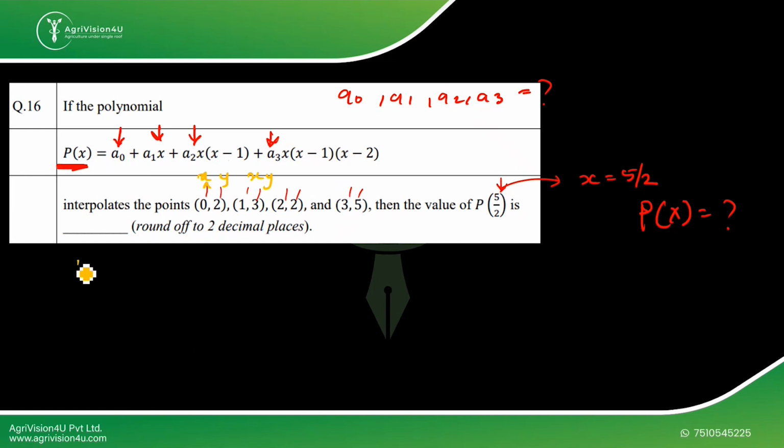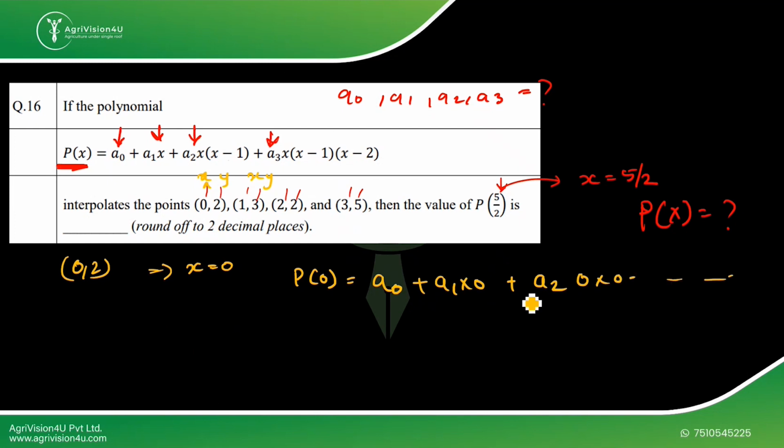So let's start with the first point, that is 0, 2. What is x here? X is 0. If you put the value of x as 0 here, what will you get? P0 will be equal to a naught plus a1 into 0 plus a2 into 0, and so on, all of which give 0, right? So P of 0 is equal to a naught. And what is the value of P at 0? That is given to us, the y value, that is 2. So the value of a naught is 2. Correct.